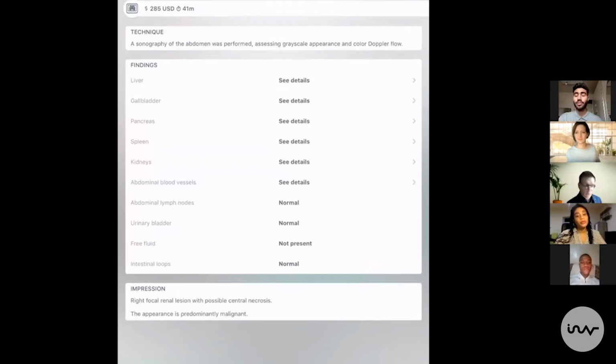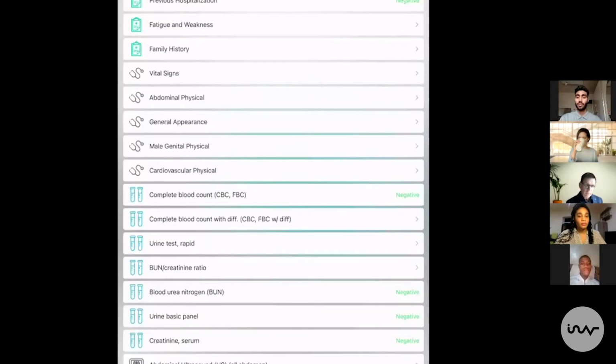the ultrasound doctor or the ultrasound specialist, and it says that it's a right focal renal lesion with possible central necrosis, and the appearance is predominantly malignant. With the family positive history. Sorry? He has a positive family history of renal cancer. Very good point. Very good point. Yes. Okay. So actually, that's pretty good. That brings us much closer to the diagnosis right now.